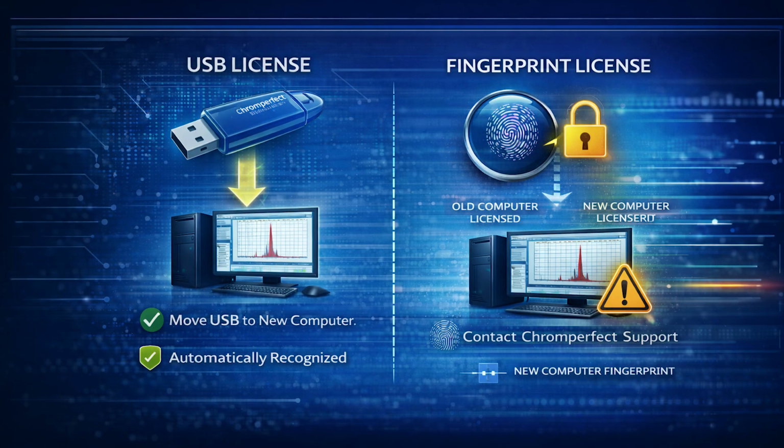Licensing overview. Chromperfect installations generally use either a USB license or a fingerprint-locked license. If your system uses a USB license, the USB device can simply be moved to the new computer. Once Chromperfect is installed, the license should be recognized automatically. If your system uses a fingerprint license, the license is tied to the old computer. You will need to contact Chromperfect support to request a new license based on the fingerprint of the replacement machine.